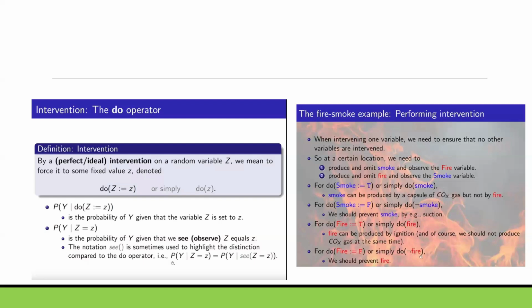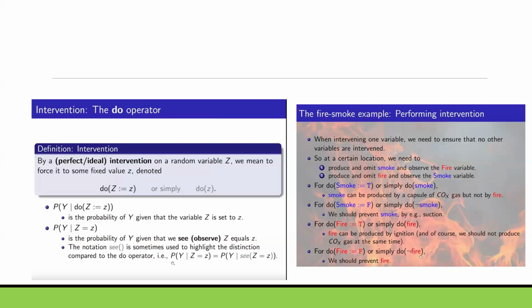That's called imperfect. But under an ideal intervention, when we set a variable, the probability of y, the outcome, given the variable that we intervene on, is similar to the probability of y without intervening, because we believe that this is a perfect intervention. This is the only reason that caused the fire. Let's perform the do operator here. At some areas, we need to produce or omit smoke. Our intervention would be production or omission. To observe a fire, we produce or omit fire and observe the smoke variable.